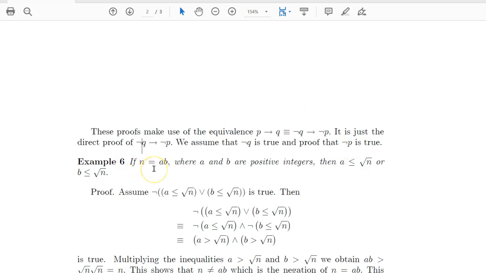An example of proof by contrapositive is given here: if n is equal to a times b, where a and b are positive integers, then a is less than or equal to root of n, or b is less than or equal to root of n.